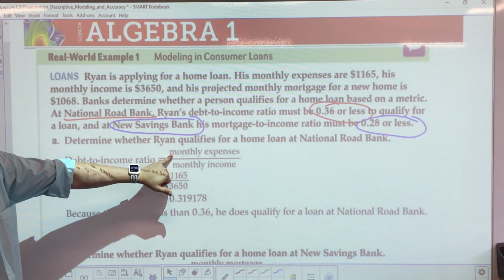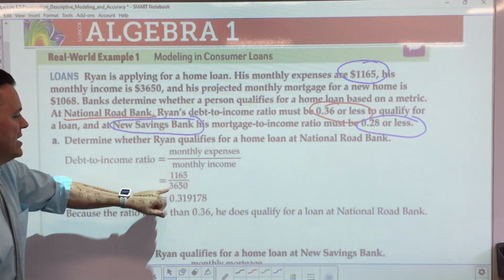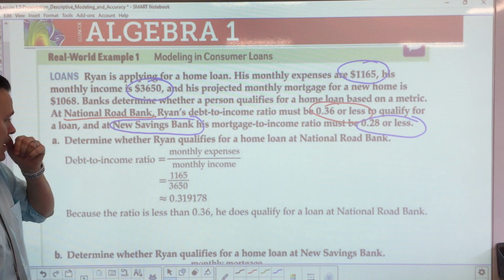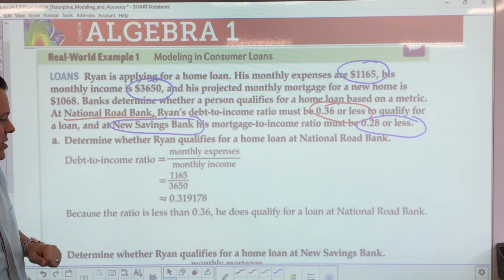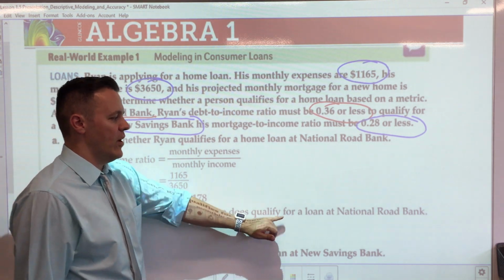You take his monthly expenses, which are up here, and divide it by his income, which is right here, and then you get your projected debt to income ratio. Because the ratio is less than 0.36, he does qualify for a loan.